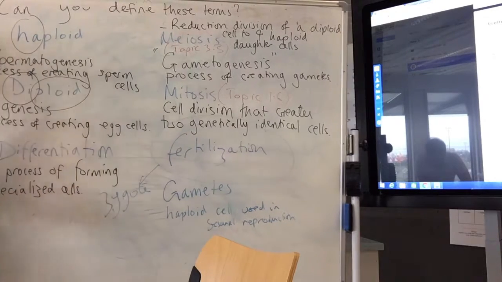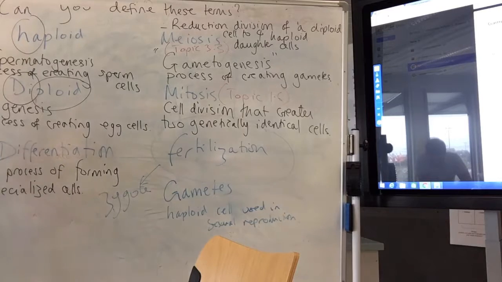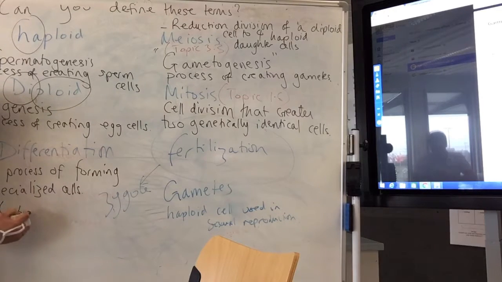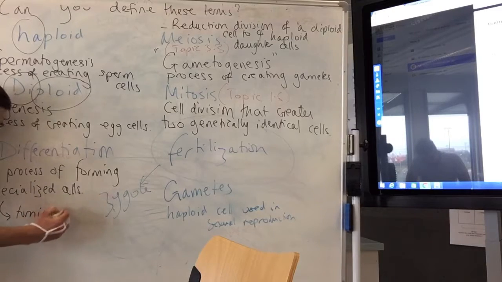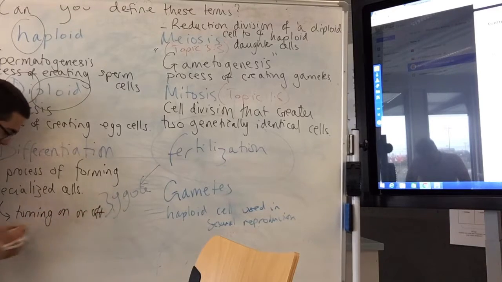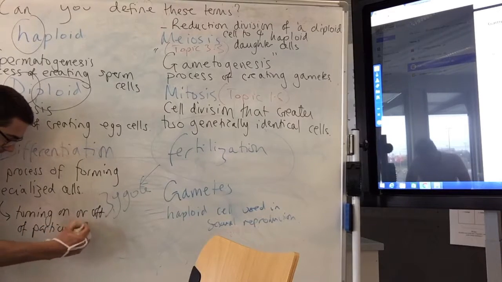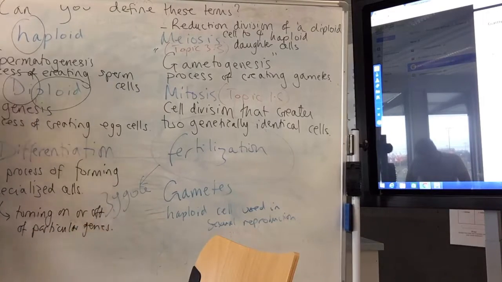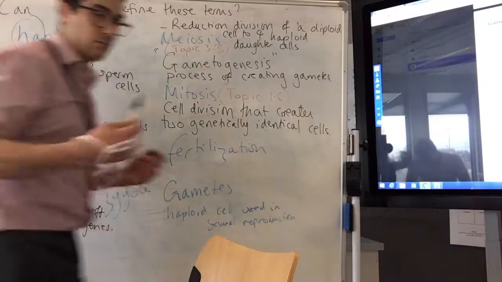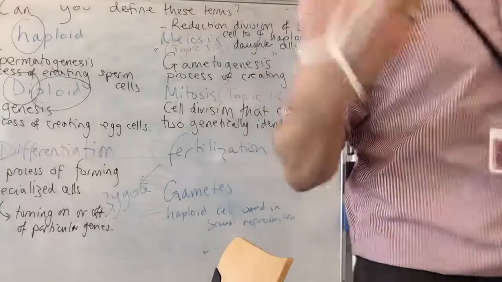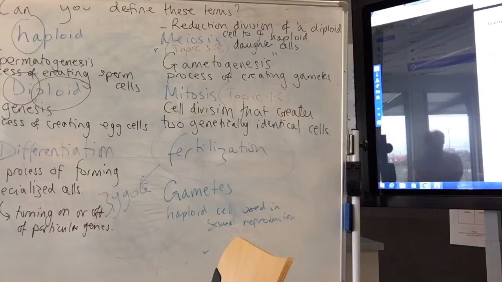Now, what makes a cell become specialized? Switching on of certain genes. Well done, Izzy. Yeah, so this is to do with the turning on or off of particular genes. Basically all the cells in your body contain the same DNA, same chromosomes, but what makes each of them different is that certain genes are expressed and other genes are not. Okay, cool.